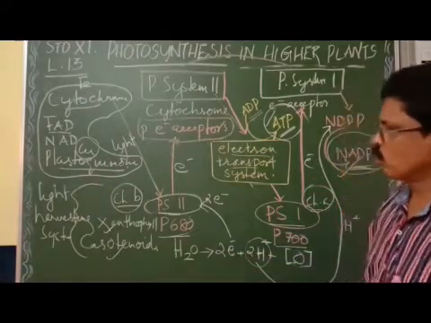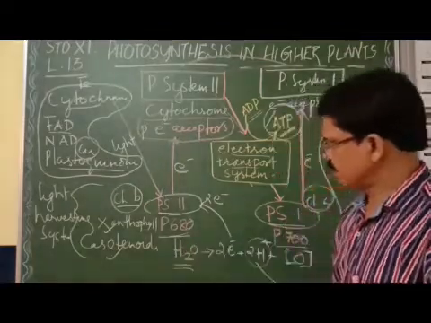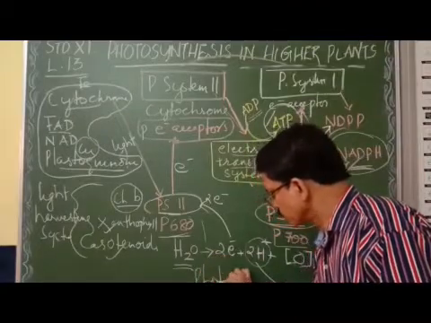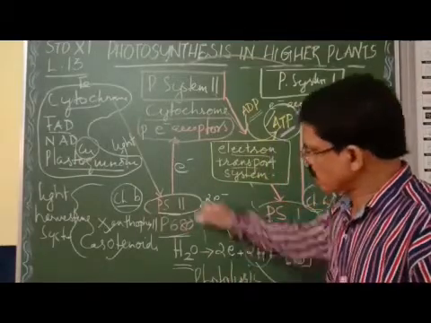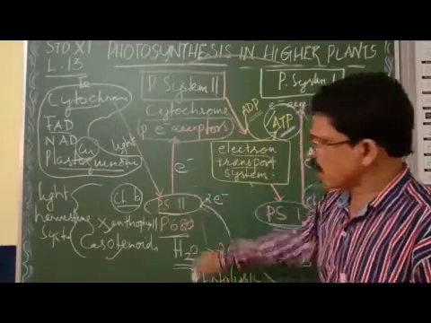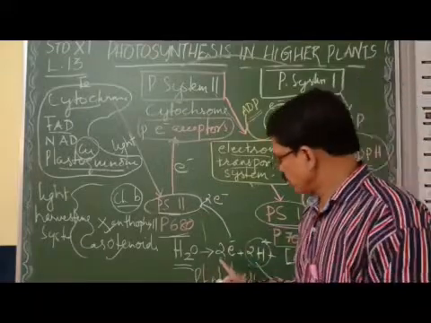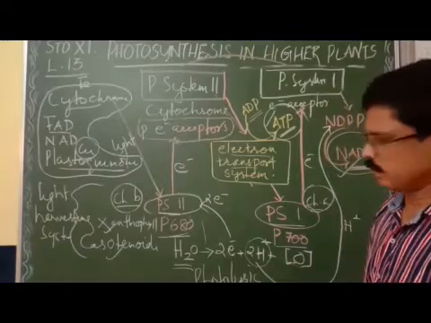Associated or connected to pigment system 2, the water gets split in the presence of light. This is called the photolysis of water. Water splits in the presence of sunlight, associated with pigment system 2. It is split into 2 electrons plus 2 protons plus an oxygen atom.